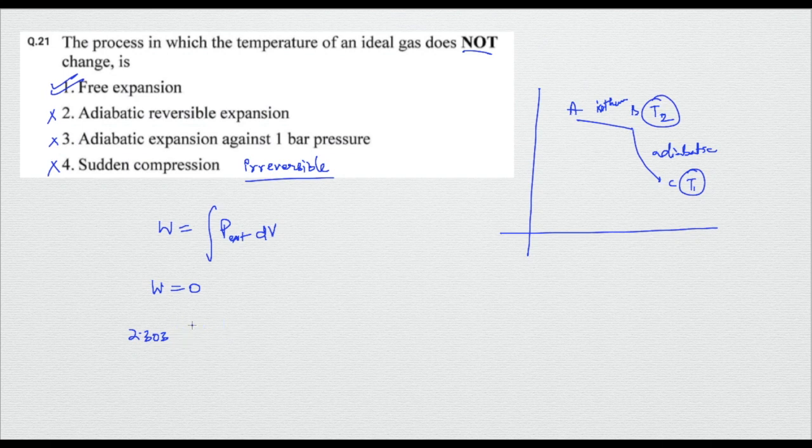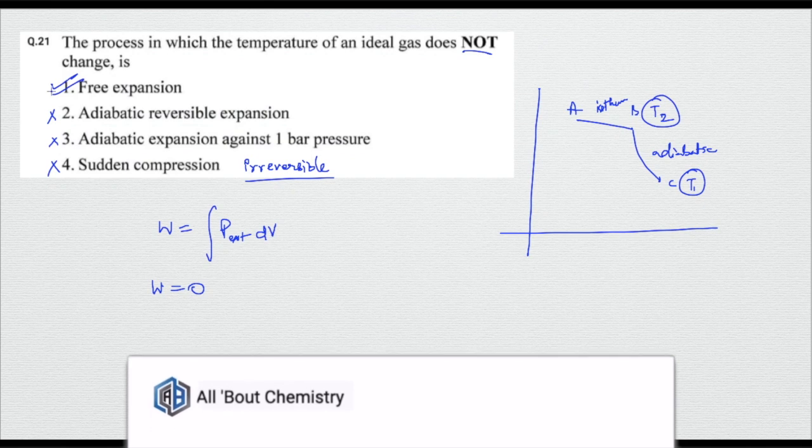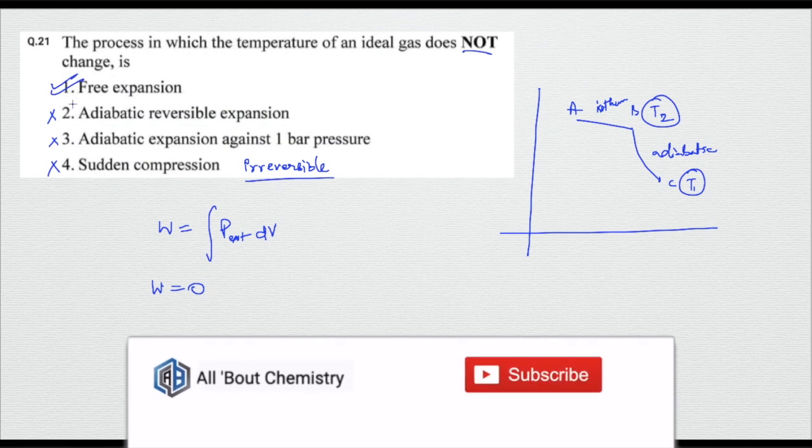For any process, if the work done is equal to 0, you can use any of the equations of work, either for the adiabatic process or for the isothermal process, and your temperature is going to get constant in that particular case. Isothermal, it will be constant, but for adiabatic also, if you use Cv (T2 minus T1), T1 equals T2. So in the case of free expansion only, your work done will be 0, and your temperature is not going to change, right? So that's how option number 1 is going to be correct for this particular question.